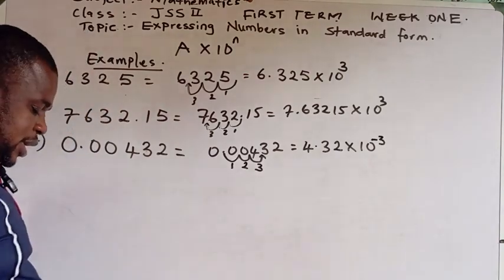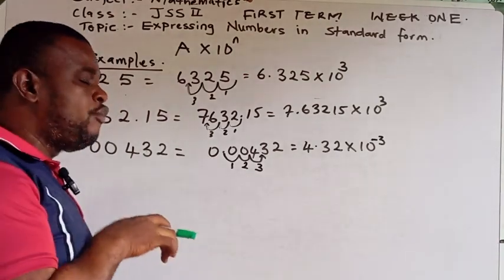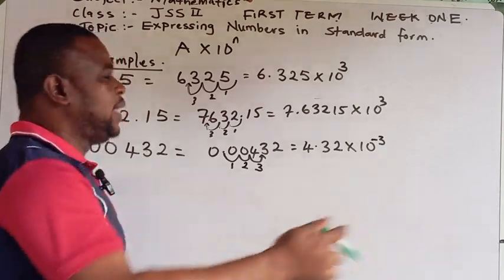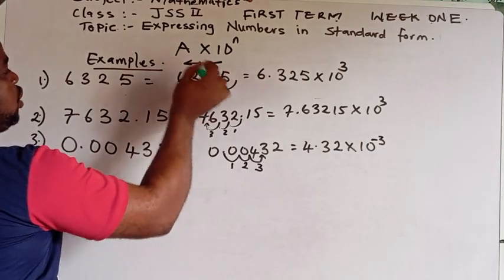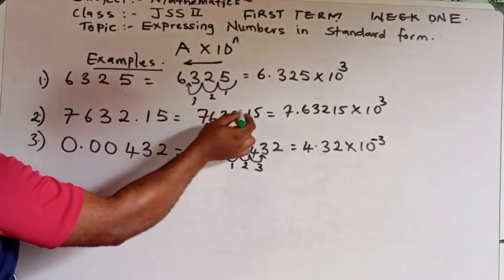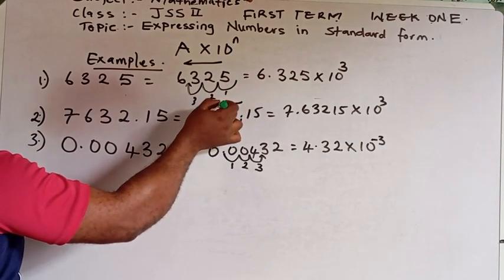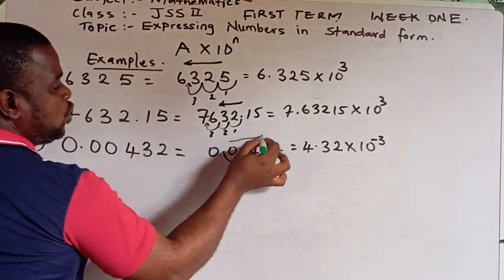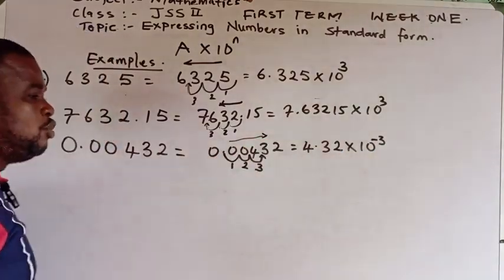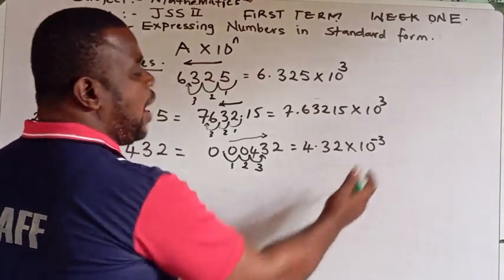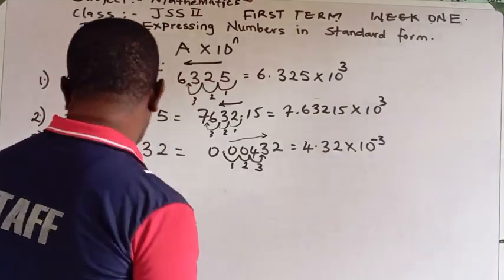Why is it minus 3? It's minus 3 because it moved to the negative side. All these ones were moving this way, which is going to the positive side. But this one moved this way, inward to the negative side. Whenever it's moving inward, it will have a minus in the power.